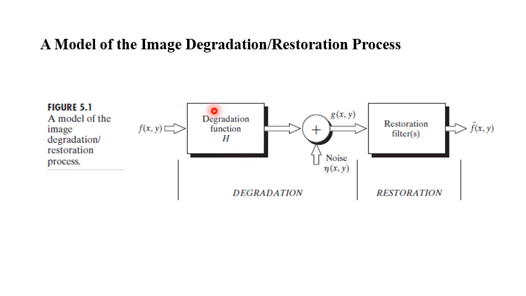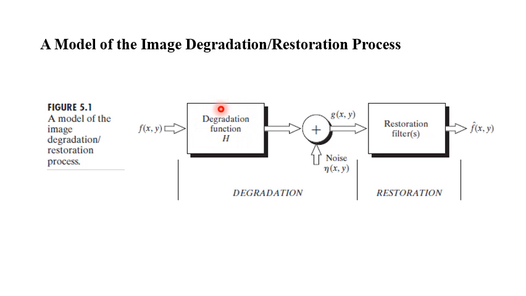So we should have an estimate or knowledge about this degradation function, the way it is degraded. I told you in the previous slide, we should have a priori knowledge about how it got degraded. That is the difference between an image restoration process and an image enhancement process. I know I'm repeating it, but you should understand this.